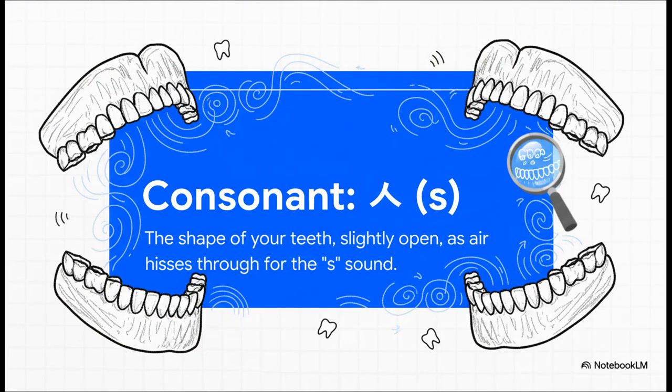And the genius just keeps going. Check out this letter. This is the S sound. Now say S. You bring your top and bottom teeth close together and the air hisses through that little gap. This letter looks just like a diagram of your teeth coming together.